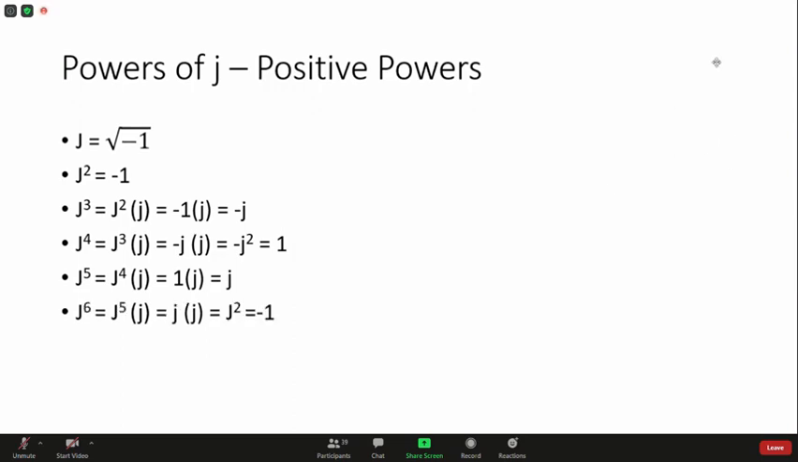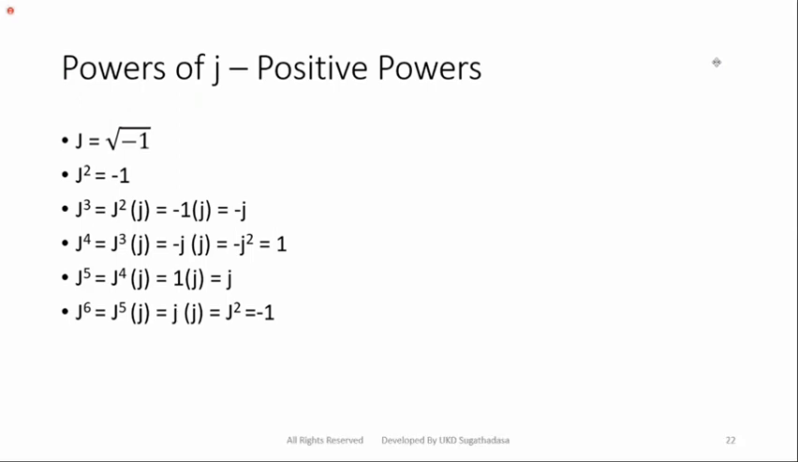The next one, j to the 6. See, j to the 6 is j to the 5 times j. j to the 5 is j. The previous result every time, we use j times j squared. Now you see again minus 1. Subsequently you see the other results: j to the 7 is minus j, j to the 8 is 1. This is a cycle. Can you notice this is a cycle?